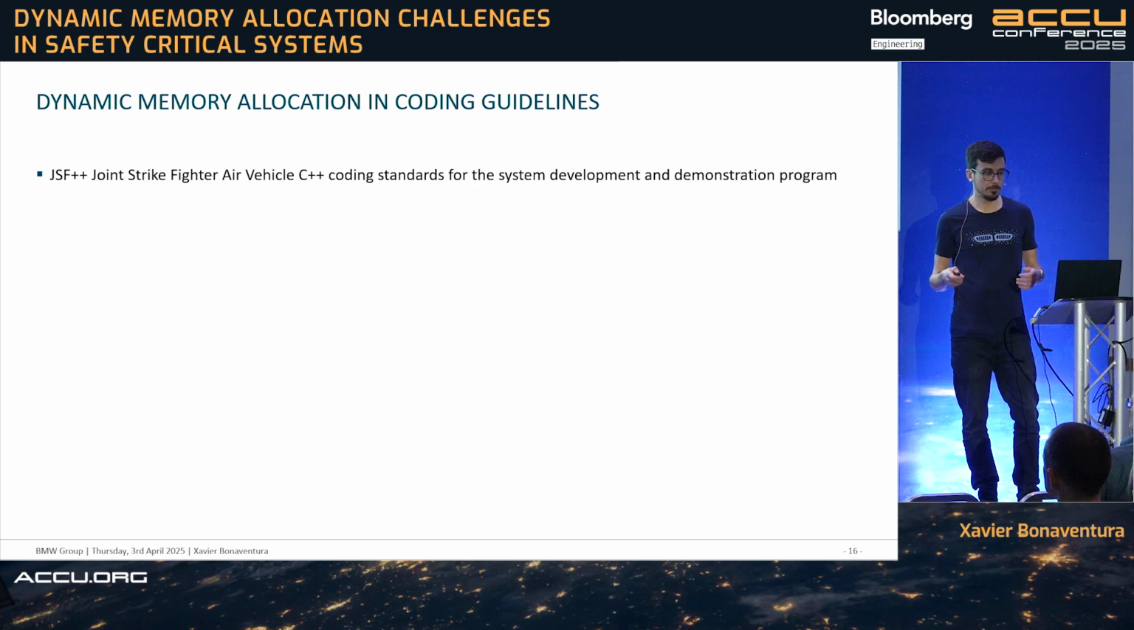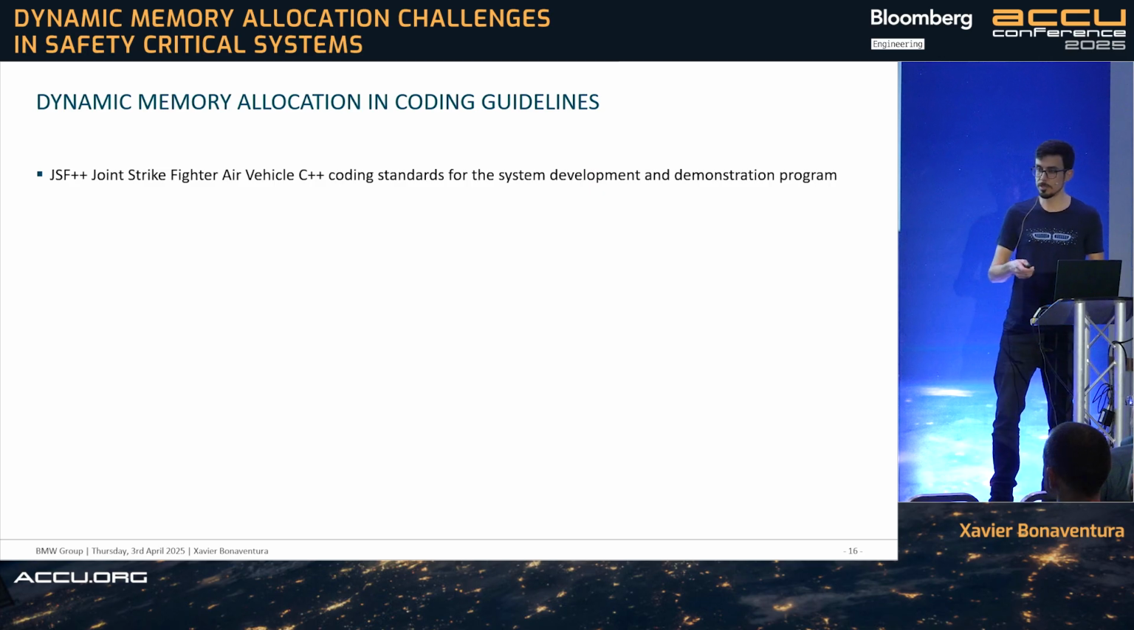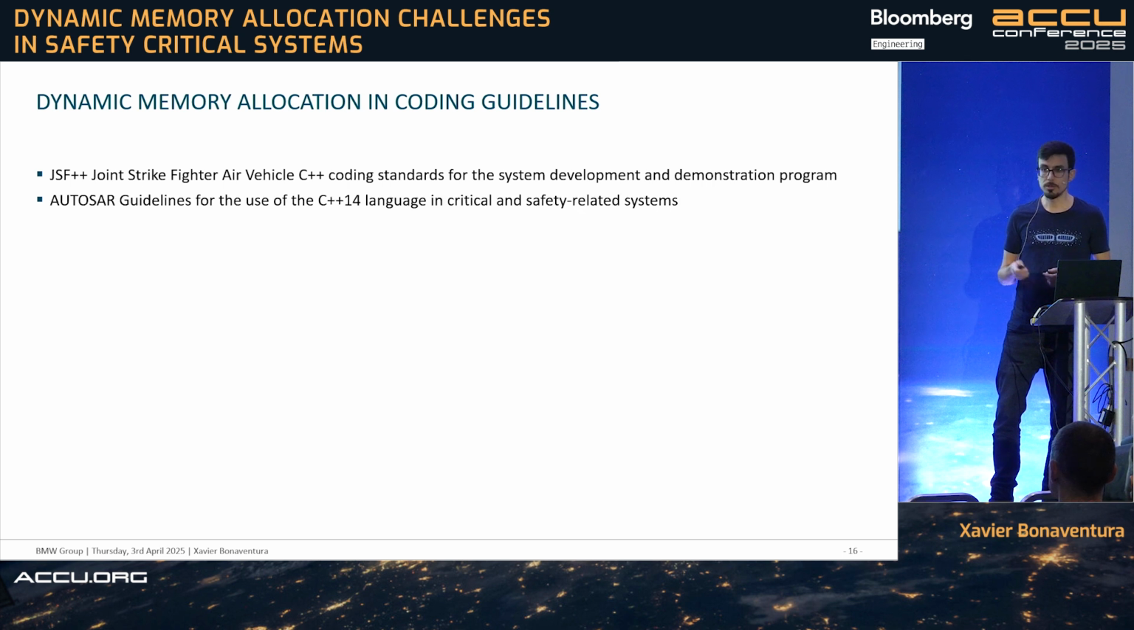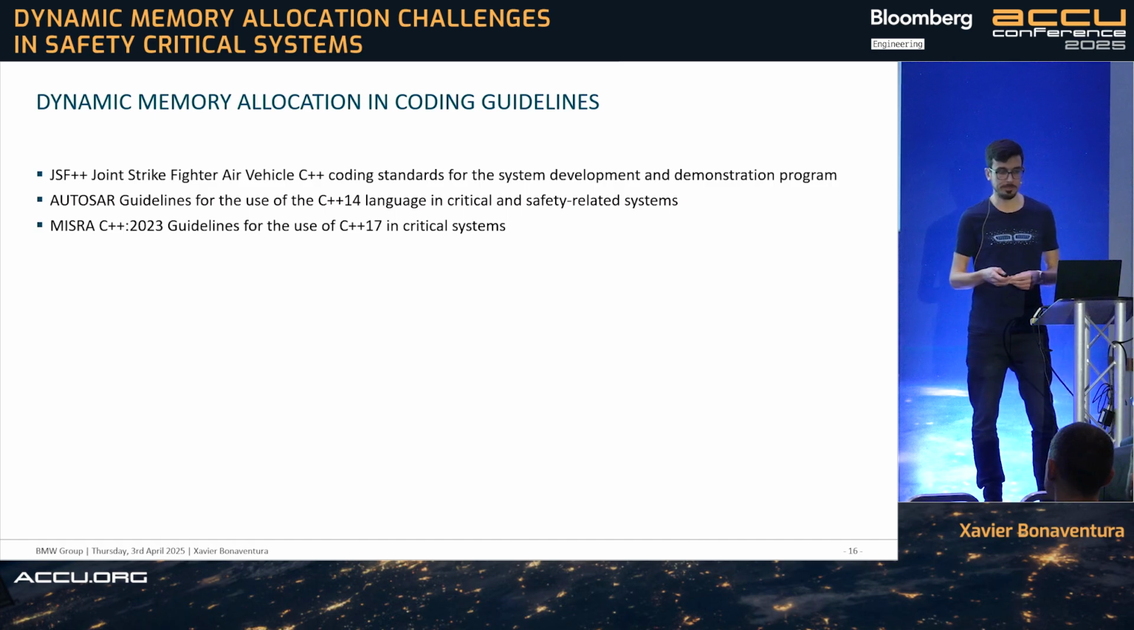Basically, if we grab one of the first guidelines for C++ on safety critical systems, we would find the Joint Strike Fighter guidelines for C++. This was developed by Bjarne and used on the Joint Strike Fighter project. Then we have the AUTOSAR guidelines. These are from automotive, and they are guidelines for C++14. And then we have the latest MISRA 2023, which is guidelines for C++17. All of these are guidelines for safety critical systems.